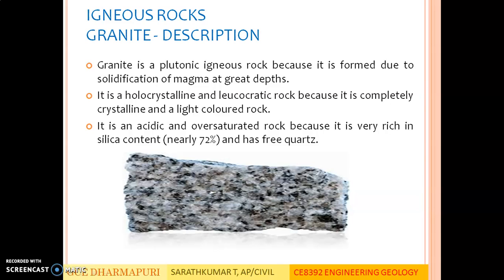Igneous rocks, granite description. Granite is a plutonic igneous rock because it is formed due to solidification of magma at great depths. It is a holocrystalline and leucocratic rock because it is completely crystalline and light colored rock. It is an acidic oversaturated rock because it is very rich in silica content, nearly 72% silica content, and has free quartz. So it is a plutonic igneous rock.